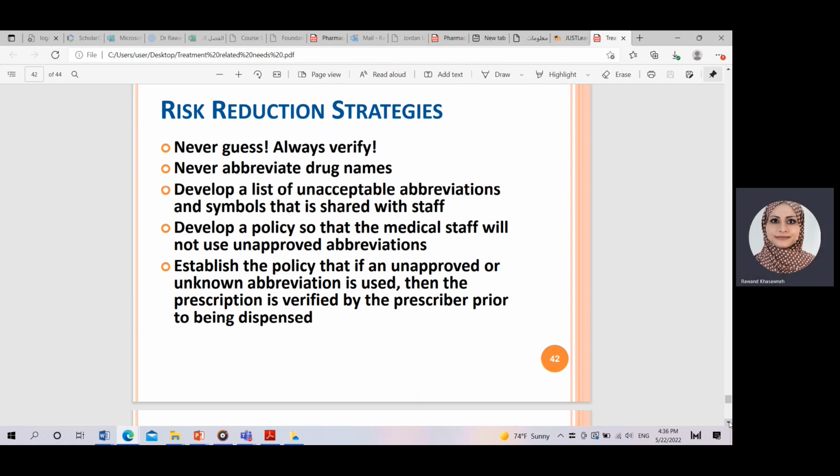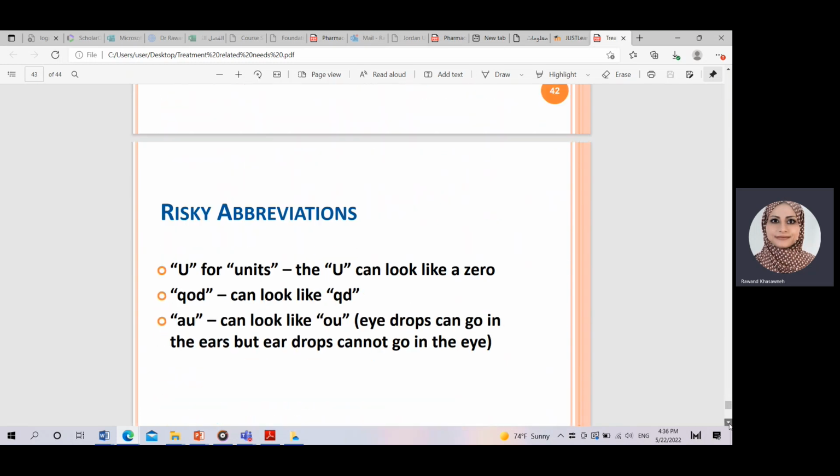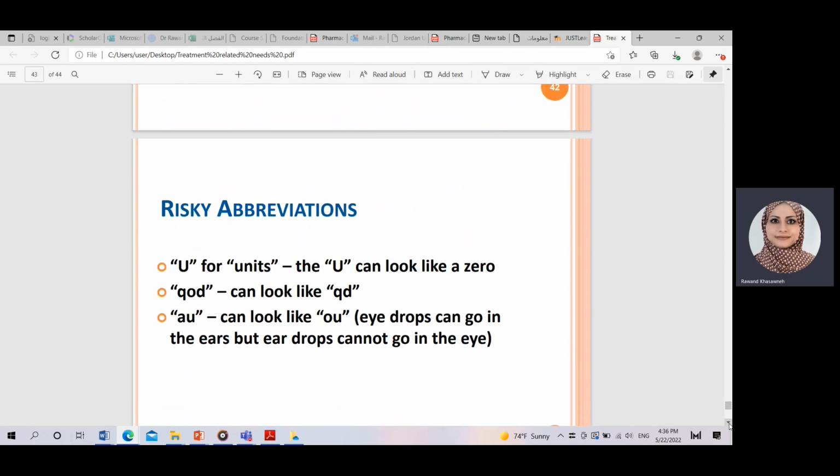An example of the risky abbreviations that must be added to the policy of unacceptable abbreviations is the use of U for units. The U can actually look like a zero and lead to duplication of the intended dose. Besides, QOD, which means every other day, looks like QD, which means every day. So instead of taking the medication every other day, the patient may be directed to take the medication every day, and this is one of the risky abbreviations that must be avoided.